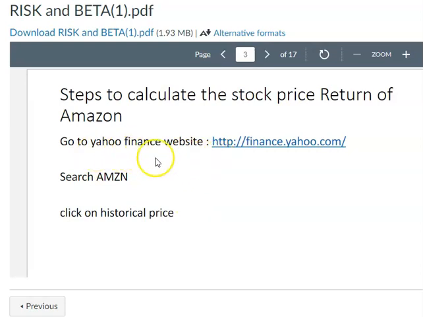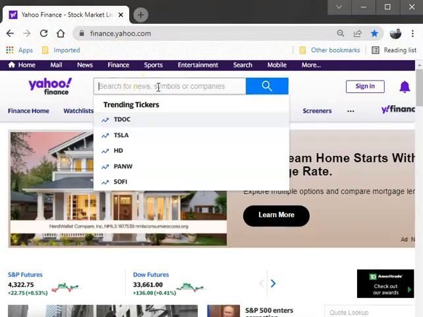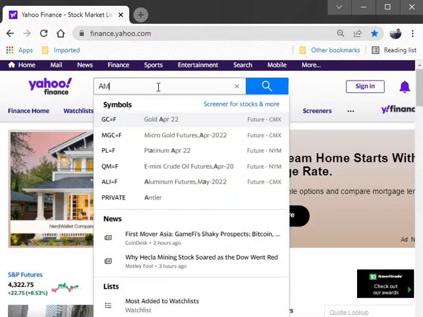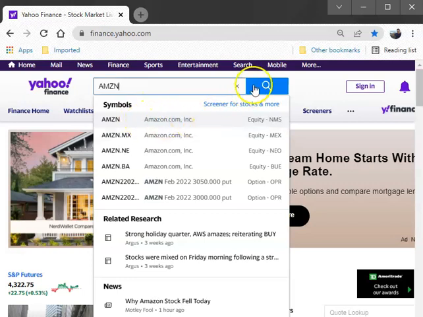So you can go to Yahoo Finance by going to finance.yahoo.com, or you can type it in Google and find Yahoo. Okay, so this is Yahoo Finance, and first I'm going to search Amazon. That's the example we have for this session. You type AMZN and search, and that gives us Amazon's stock prices.